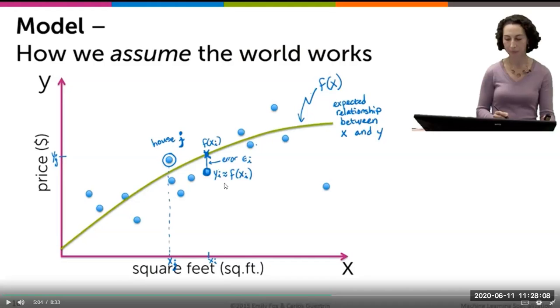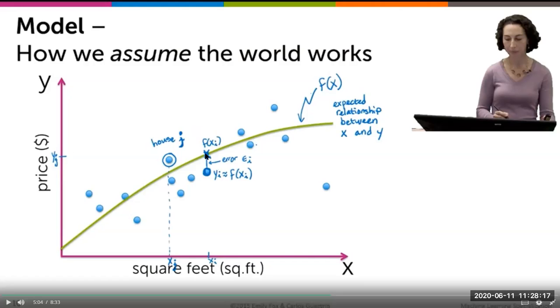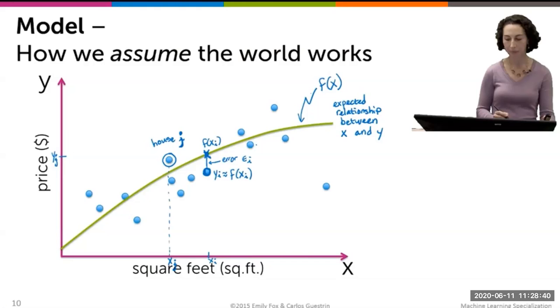So let me say it one more time. What is the predicted price? It's the height on this green line, and that would be written as f of xi, because this green line is f. Okay, what is the actual price for this particular house? What's the notation for that? Yi. You must understand this.